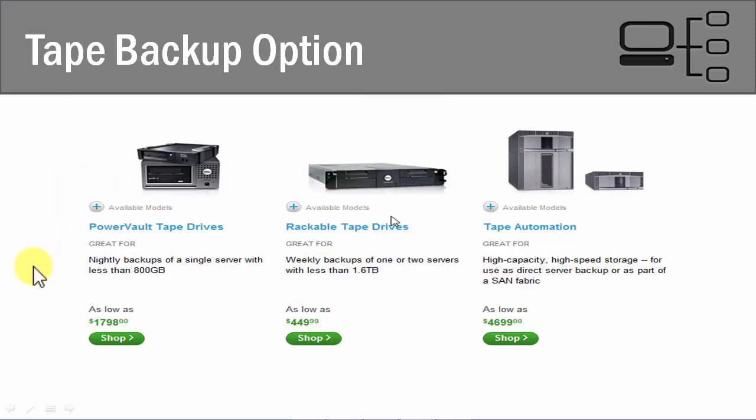So we need to think about our backup needs. I put some pretty example.